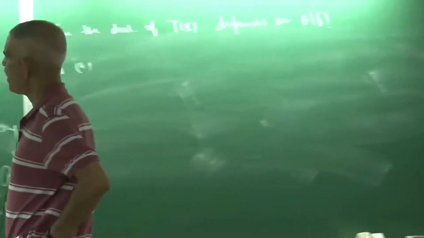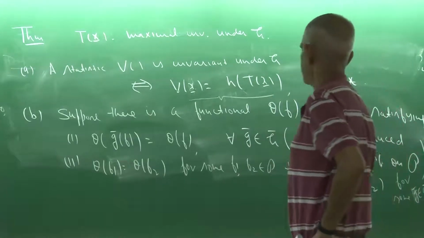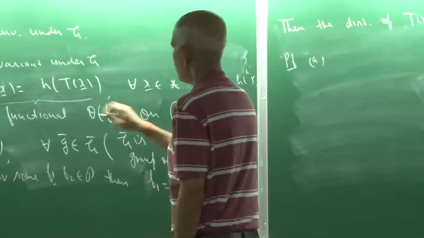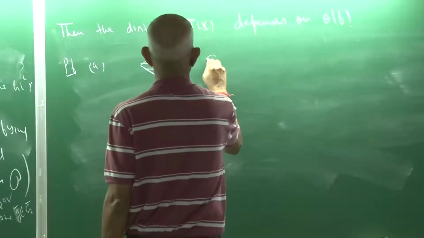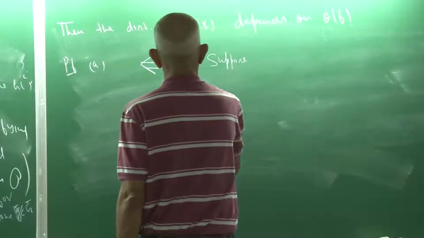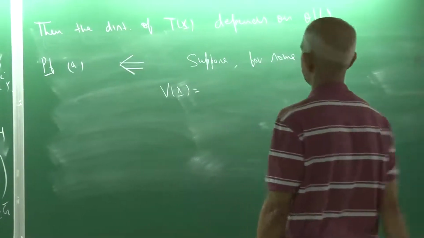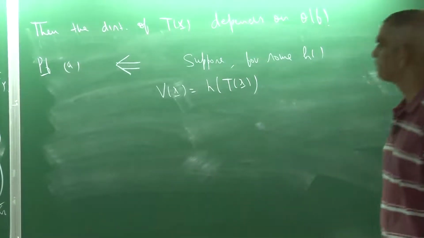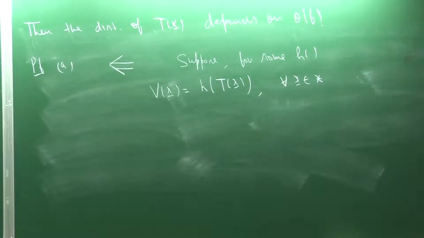In the first part, suppose V of x is h of Tx for some function h. So I first assume that V of x is the same as h of Tx, for every x, and then I prove that V is invariant. So what I have to show is that V is invariant.